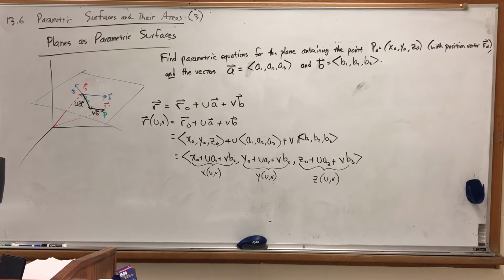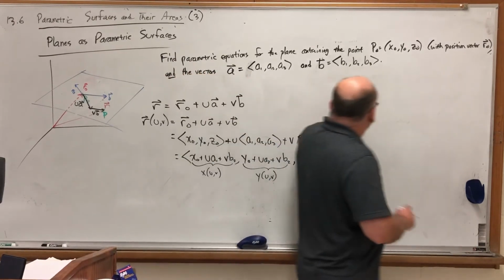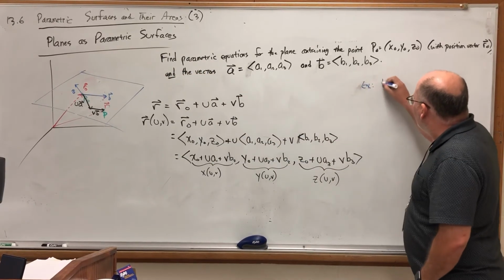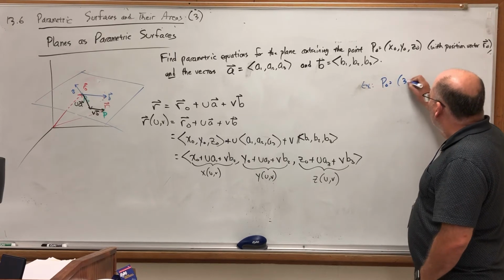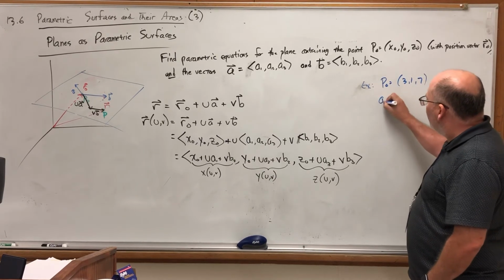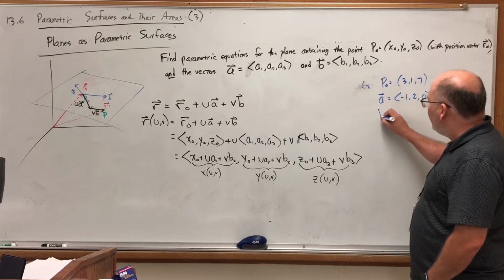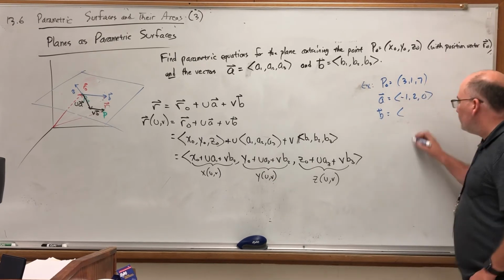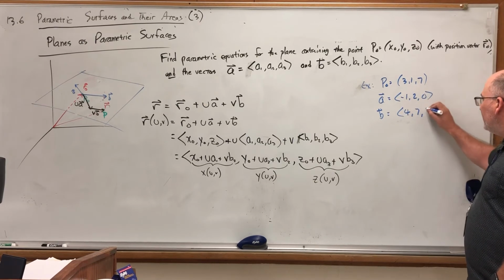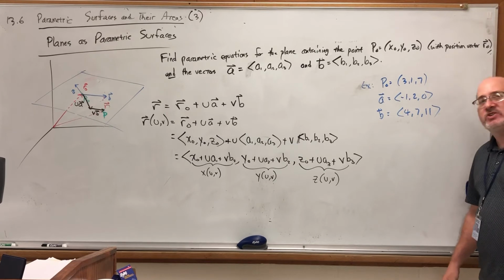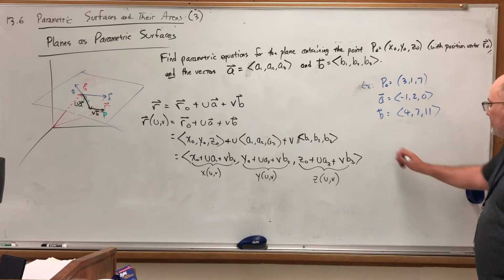You know what? That video was short, and I think a good example is in order. For example, let's say the plane contains the point 3, 1, 7. Vector A is the vector -1, 2, 0, and vector B is the vector 4, 7, 11. And we want to know the parametric equations that describe this plane as a parametric surface.